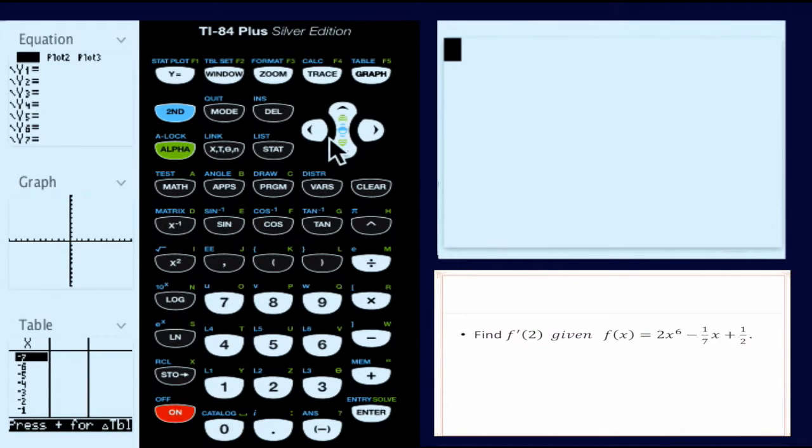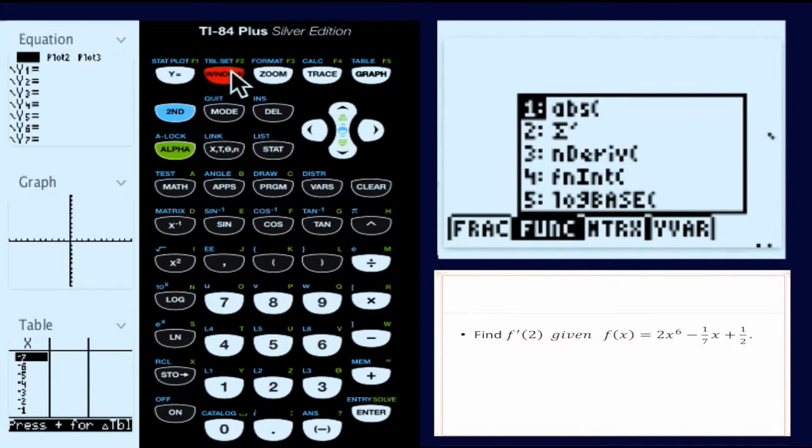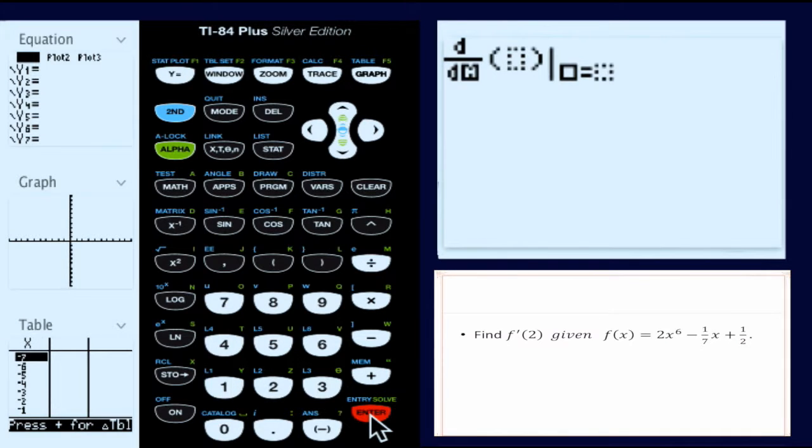First thing we do is we use the shortcut button to get to the numerical derivative. The shortcut button is accessed through the green button or the alpha button and the F2 or the window. Once you press alpha and then F2, you have 5 choices. The third choice down says N deriv, which means numerical derivative. So we're going to choose that by either scrolling down to 3 and pressing enter or simply typing in the number 3.